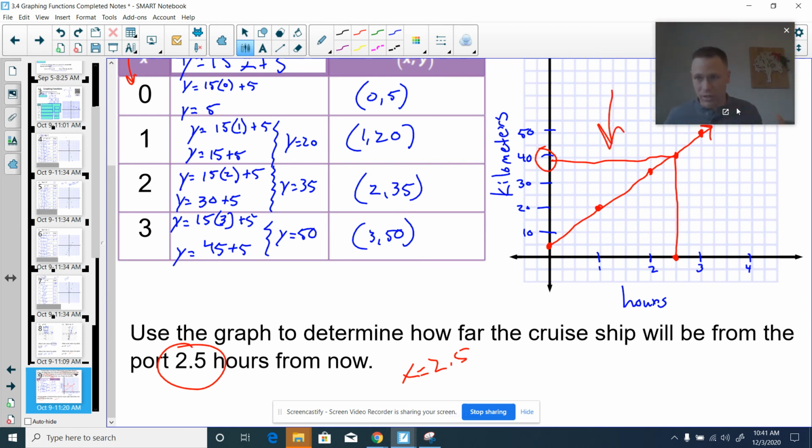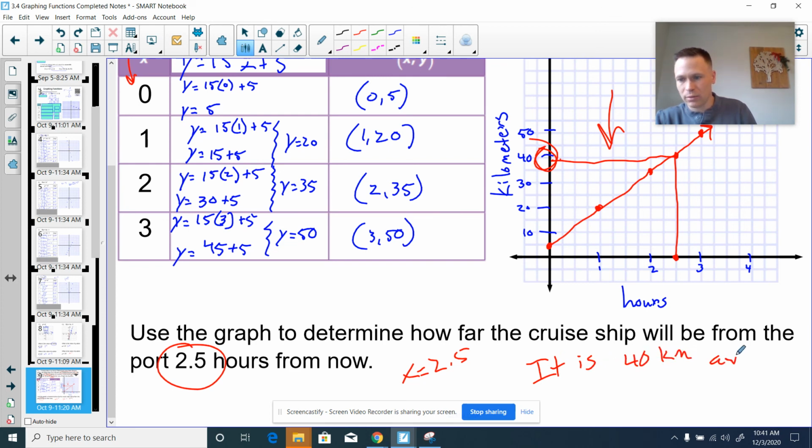I don't want you to use the equation. We already used the equation 4 times, right? By substituting values. The skill here is knowing how to use the graph. So the graph tells me that it's about 40, right? So I would say that the cruise ship is 40 kilometers away, according to the graph.